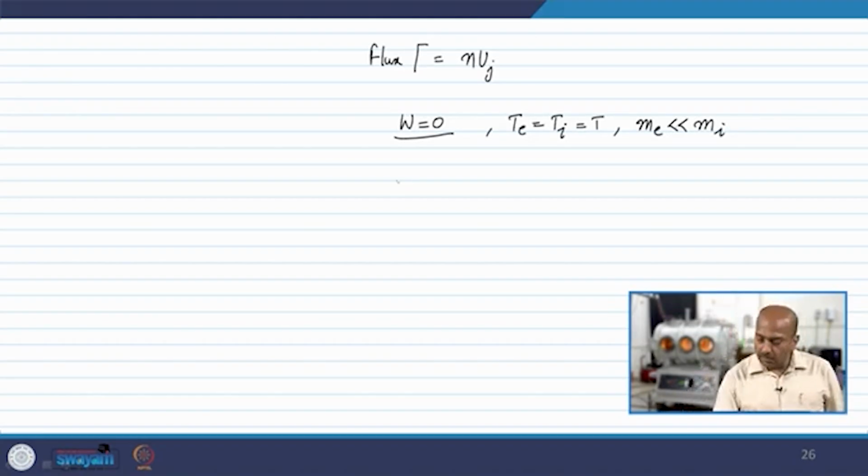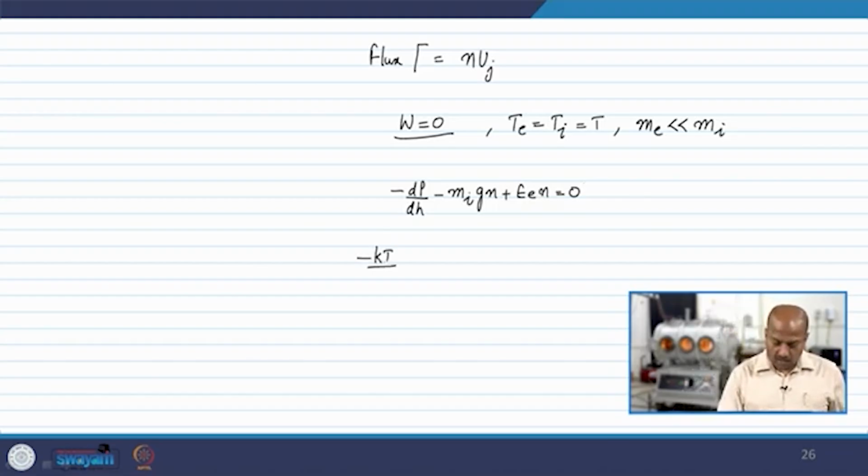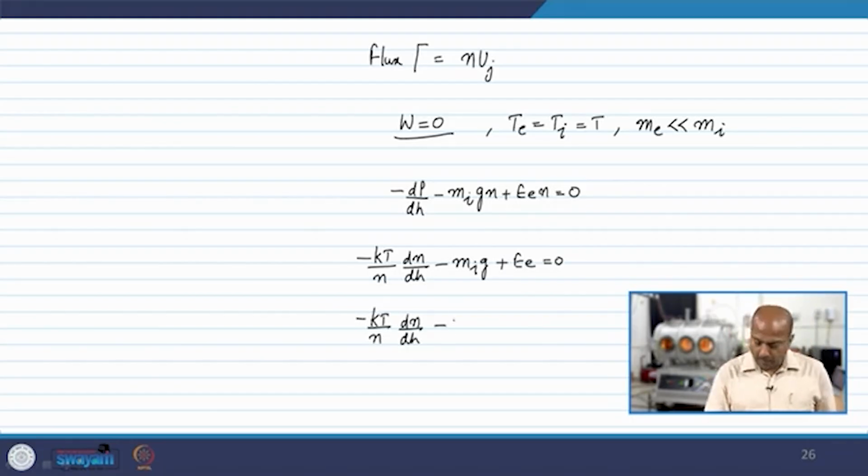We can write the simple equation as dP by dh minus mi g n plus eEn is equal to 0, or the same equation as minus kT by n dn by dh minus mi g plus eE is equal to 0, or minus kT by n dn by dh minus eE is equal to 0. This first is obviously for ions and this is for electrons.